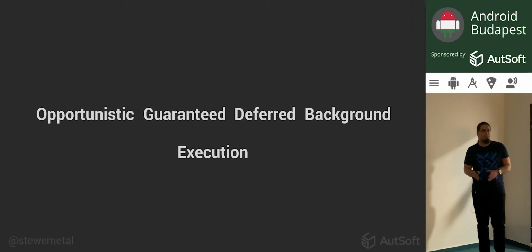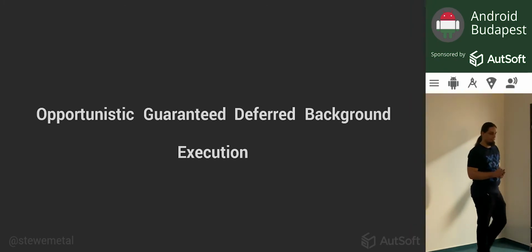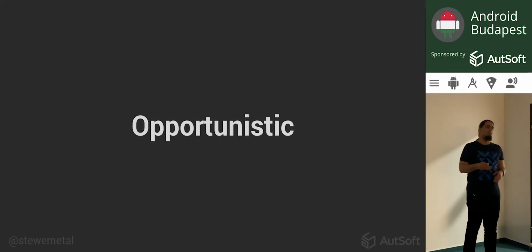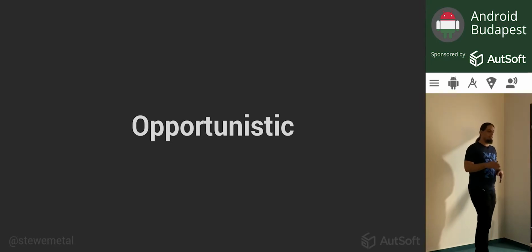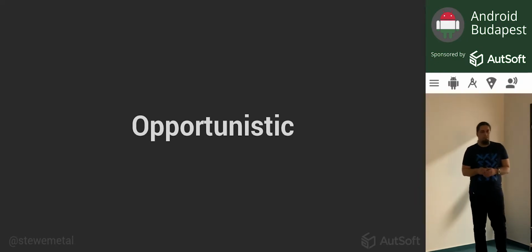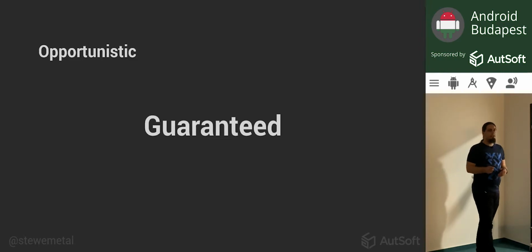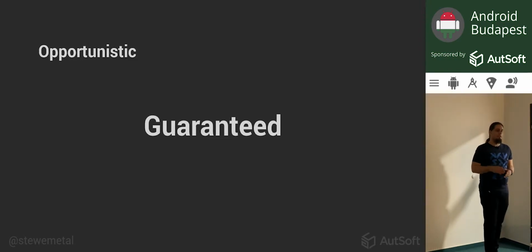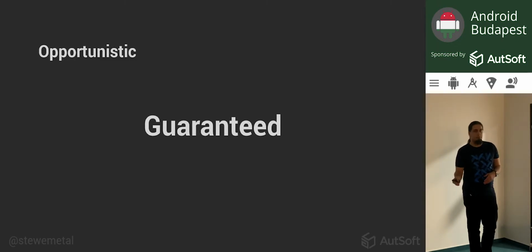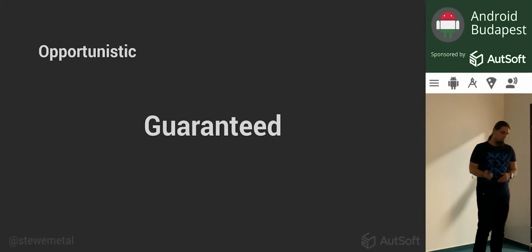This is a little frightening at first, but let's go through the words to better understand what we will be dealing with. Opportunistic means that you want to run tasks with constraints, and those tasks need to be run whenever and as soon as those constraints are satisfied. Guaranteed means that these tasks will run even if the application is sent to the background or is killed or the device was restarted previously.